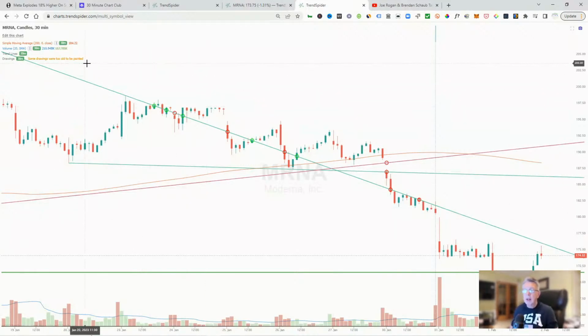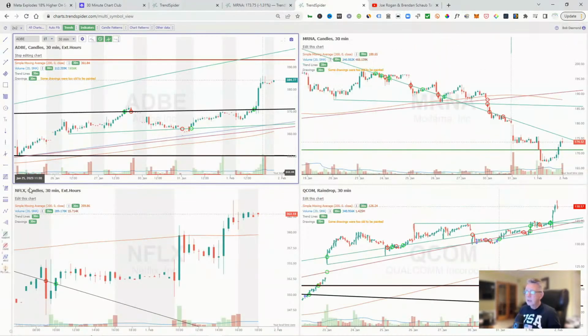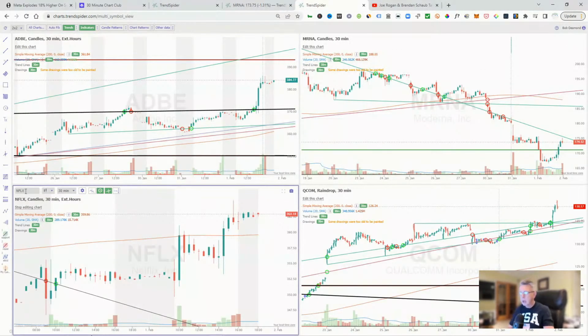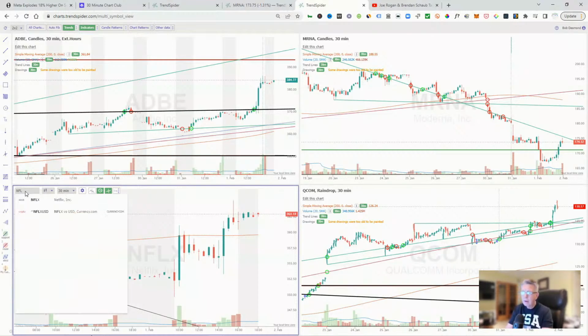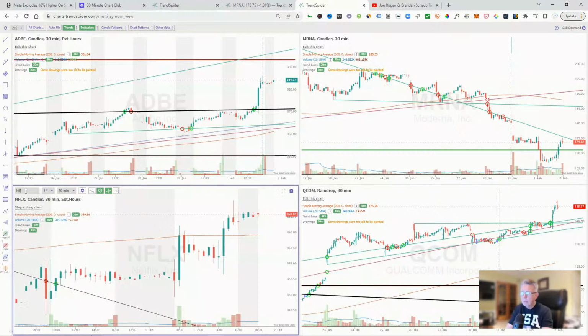I think these names are in a lot of trouble, Pfizer included, but this is a higher dollar stock. I think it'll drop in sympathy with Pfizer. So Moderna is going to stay on our watch list. Meta is going to be on there along with Adobe. Now we got to pick one more to track. We can always add more here if we want to.